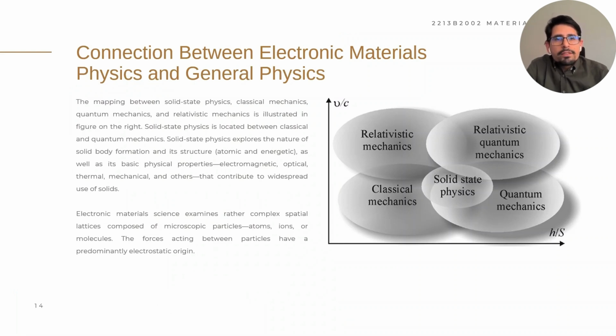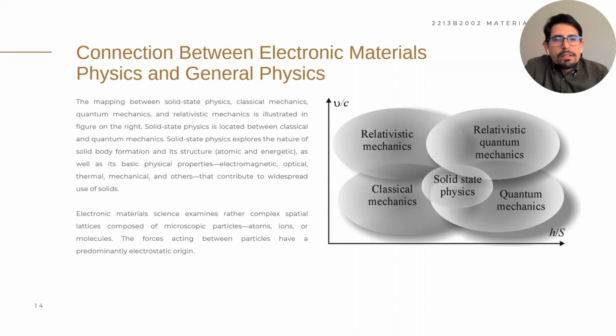While quantum mechanics dominates the behavior of electrons in solid materials, relativistic effects become significant at high velocities, particularly in advanced materials such as graphene and high energy particle interactions. The figure highlights how relativistic mechanics extends beyond classical mechanics and how relativistic quantum mechanics plays a role in understanding high-speed charge carriers in electronic devices.